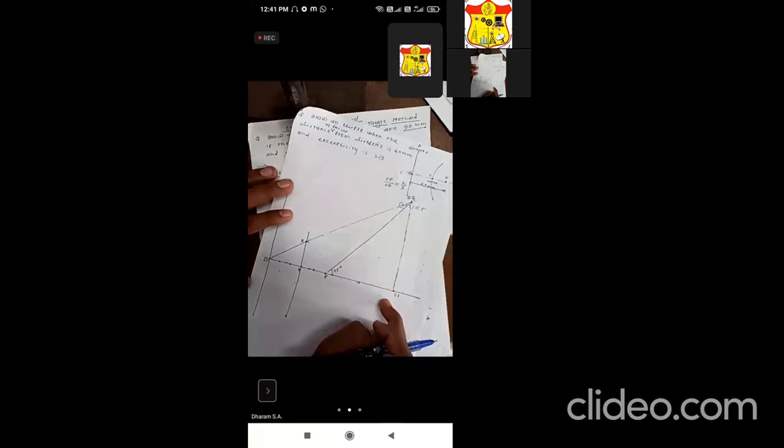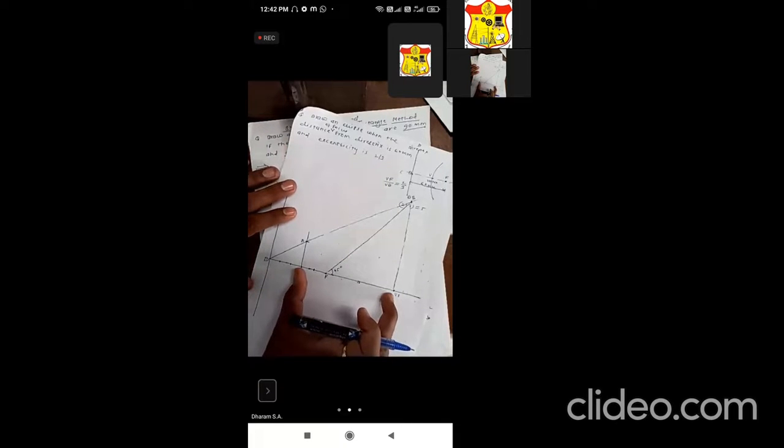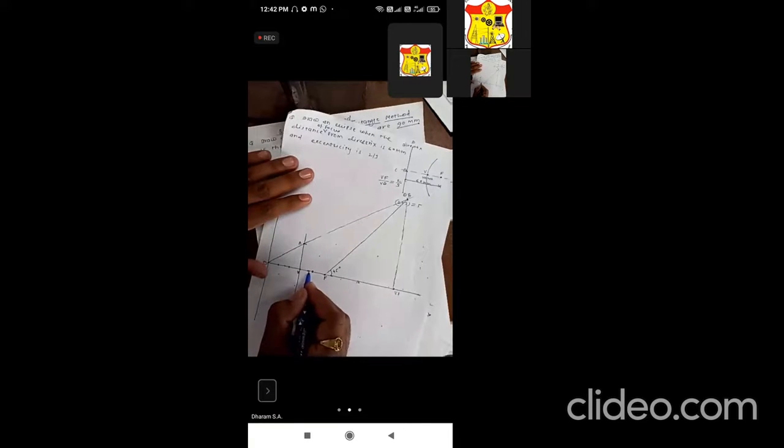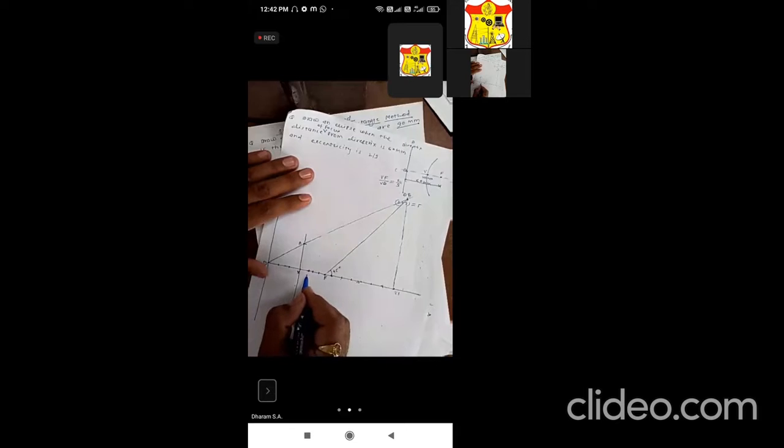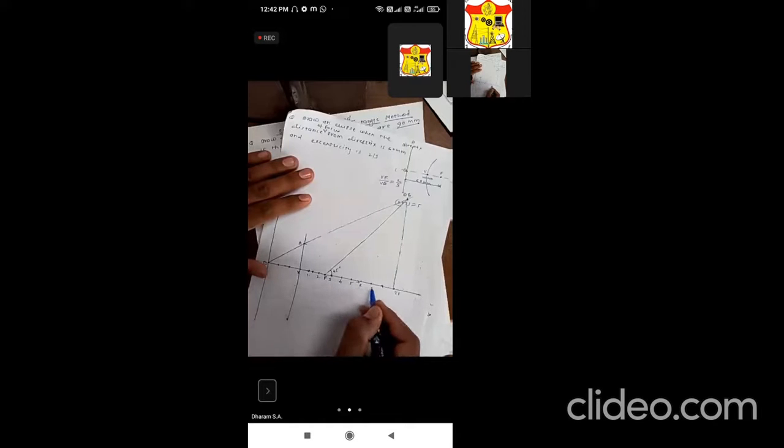Now divide this V2 V1 into a number of divisions. You can take it randomly. You can measure this distance and divide it into 12 parts, 10 parts, 8 parts, whatever it may be. It's up to you. I will divide this into some parts: 1, 2, 3, 4, 5, 6, 7, 8, and this is 9.